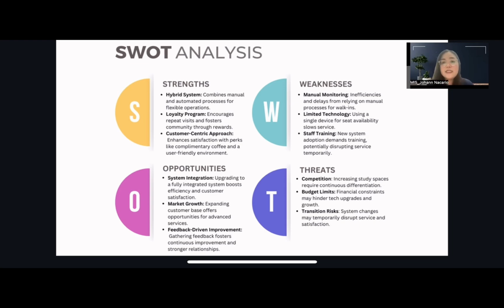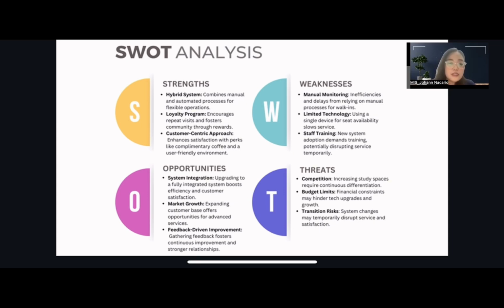For the weaknesses, the manual operation is very inefficient, and it could also cause delays for relying on manual processes for walk-ins. Next is the limited technology. They're just using a single cell phone monitor to show their walk-in customers seat availability. So this could really cause low service. And lastly, staff training, which, if we adopt a new system, will demand training and may potentially disrupt the service temporarily.